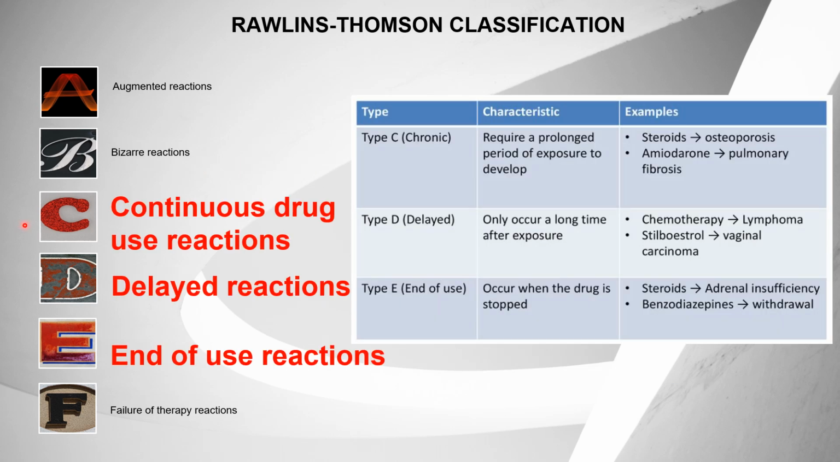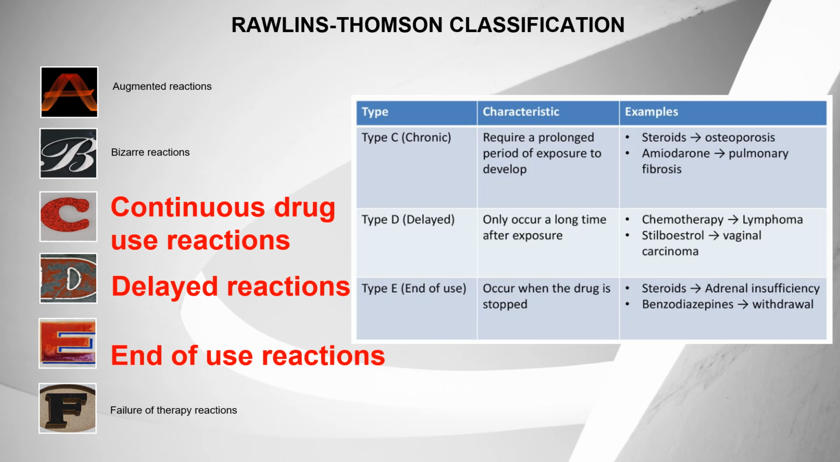For type C, or sometimes we call it a continuous drug use reaction, they are mostly associated with cumulative long-term exposure, fairly uncommon and usually dose and time dependent. And then we go to type D, or sometimes we call it a delayed reaction. Type D is a manifestation with a significant delay, and these reactions are uncommon and also dose dependent. They are also unpredictable, and usually time dependent.